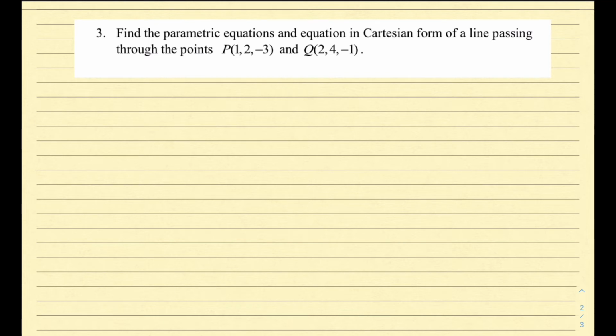So let's move to question number 3. Find the parametric equation and equation in Cartesian form of a line passing through the point P 1, 2, negative 3 and point Q 2, 4, negative 1. So you might ask me, where's the vector? Sebab kita nak cari equation of line, kita kena ada satu point dan satu vektor. Tapi sekarang dia bagi kita 2 point. Macam mana kita nak tahu apa vektor yang parallel kepada line kita?